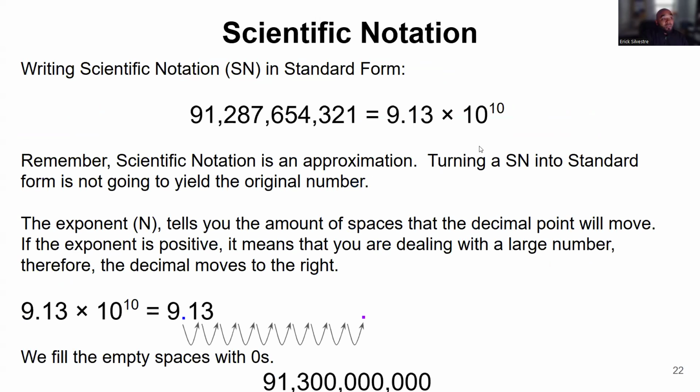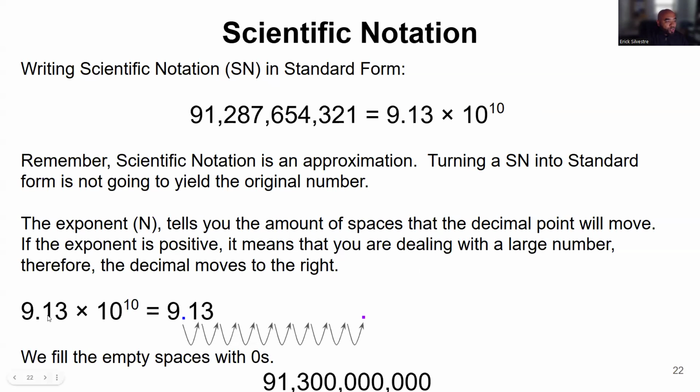All right, so now we know that when we write scientific notation, we do an approximation. All right, but we could also go back to standard form. If I give you scientific notation and I have to put it in standard form, remember, before people used to think that the exponents meant you add those numbers or zeros. And that is not the case. This is the number of spaces the decimal will move.